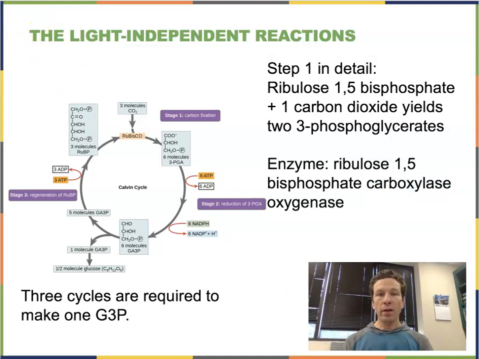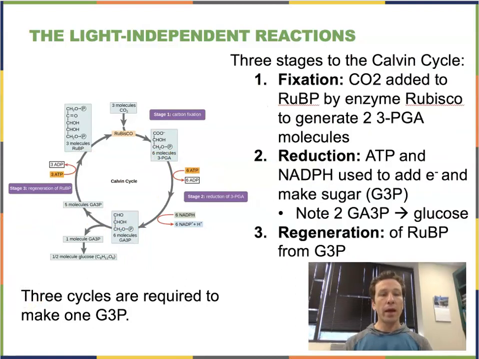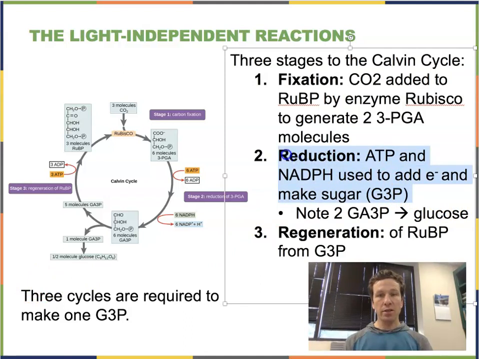So now let's go on and talk about what happens after we've incorporated carbon dioxide and made PGA. That's sort of the important part, because the whole goal of the Calvin cycle is to build organic molecules, and adding the carbon dioxide is doing just that. But we need to take this PGA and make it into a glucose molecule. So we are going to do that mostly in the reduction stage.